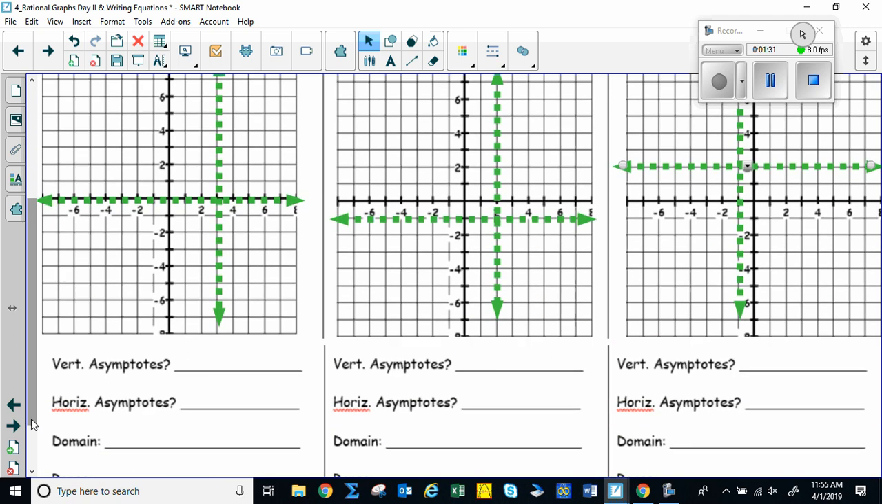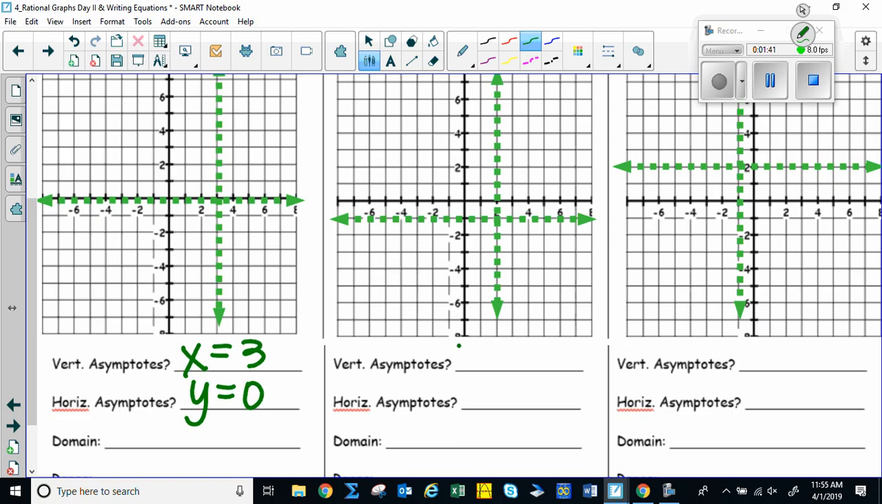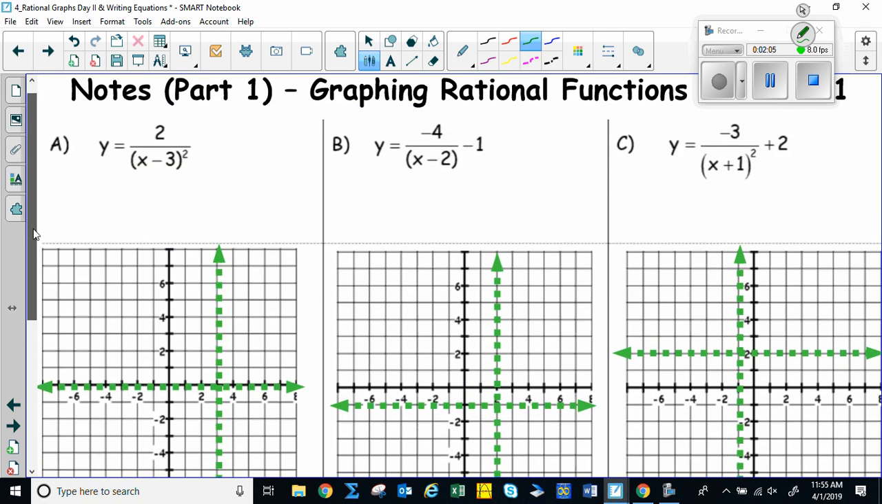So I can fill in a little bit of information down below. So this is just a little review. I have x equals 3, y equals 0. Please make sure when you're writing your equations, they have an equal sign. Make sure you know that vertical lines start with x equals and horizontal lines start with y equals. If you're just giving me a value here, I'm going to assume you don't know and I'm going to mark it wrong.